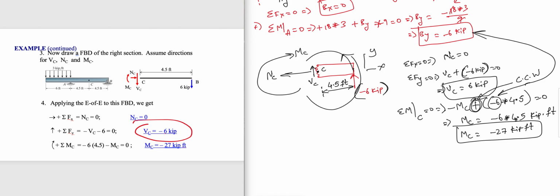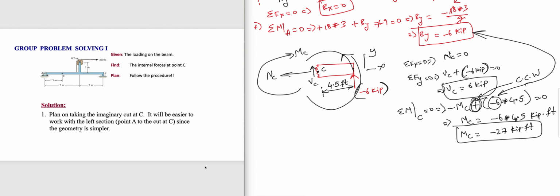He assumed it is going down. He got negative. It's fine. And he assumed clockwise, exactly how we assumed. We assumed it's going clockwise, and we got minus 27. He got minus 27 kip times feet. So that's how we do these problems. So how to do this problem?